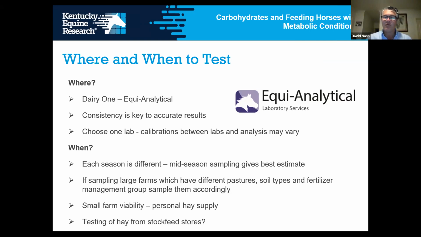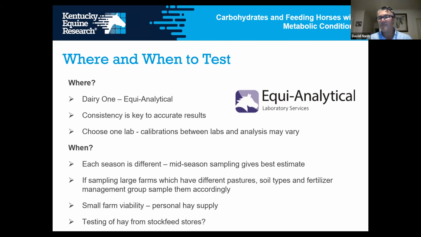And remember before when I said that everything can vary greatly, this is a best guess. This is not a definitive answer. It's just a single point in time. So if we're sampling larger areas, if you have lots of horses, which have various different pastures or soil types or fertilizers, I'd manage group sampling them accordingly.